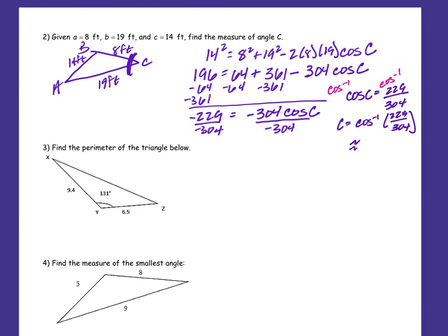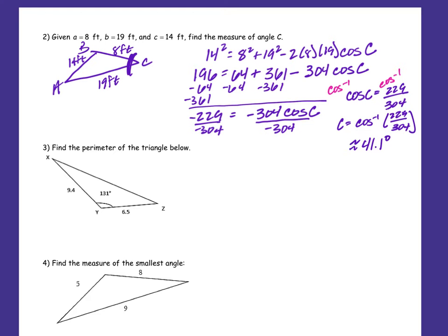And that means C is approximately going to be equal to cosine inverse of 229 divided by 304, which is 41.1 degrees. Done. Okay, questions? Honestly, the hardest thing about this one is making sure I get the numbers plugged into the right part. Okay?